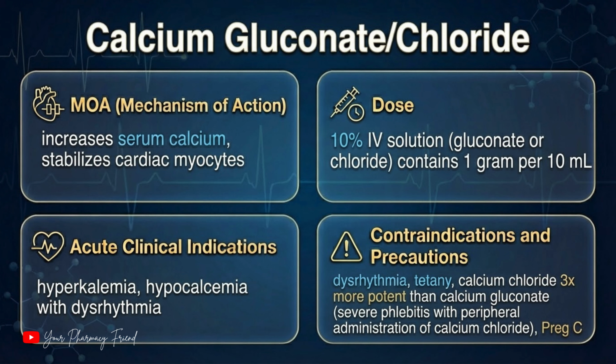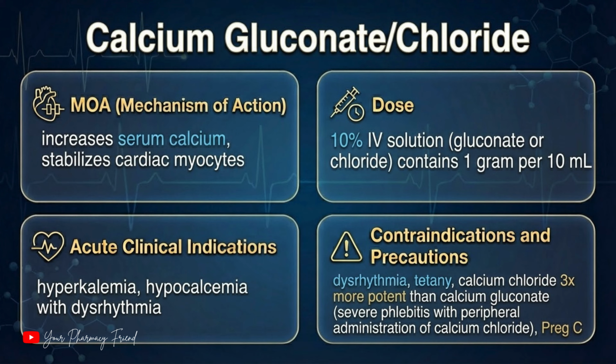Now let's discuss the important precautions and differences between the two formulations. Calcium chloride is approximately 3 times more potent than calcium gluconate because it contains a higher amount of elemental calcium. However, calcium chloride is significantly more irritating to veins and carries a higher risk of severe phlebitis and tissue injury if extravasation occurs, especially when administered through a peripheral IV line.